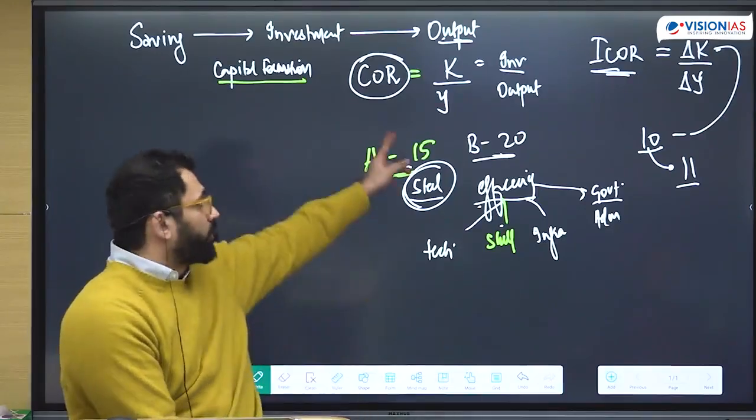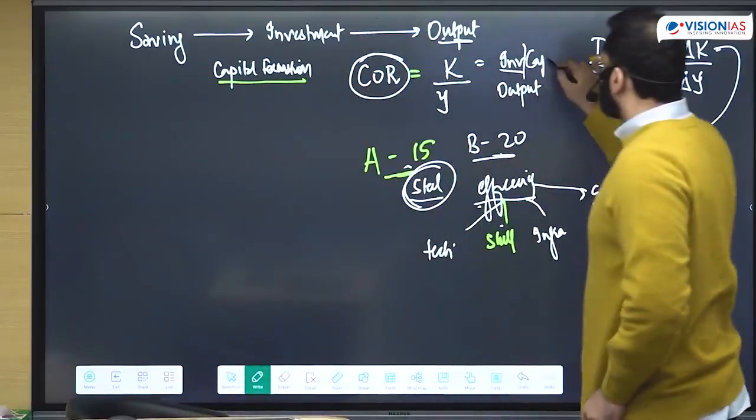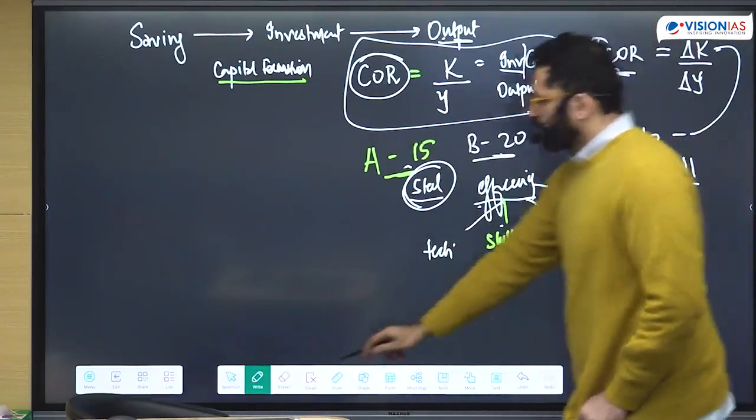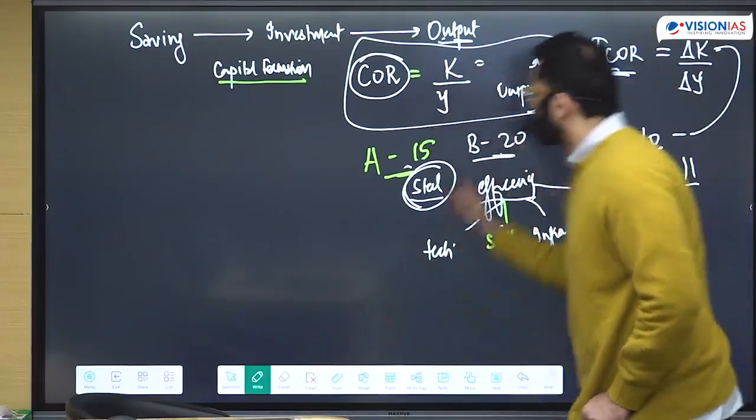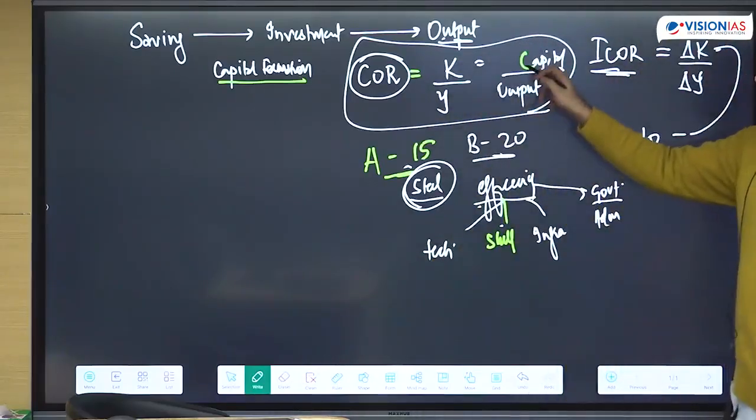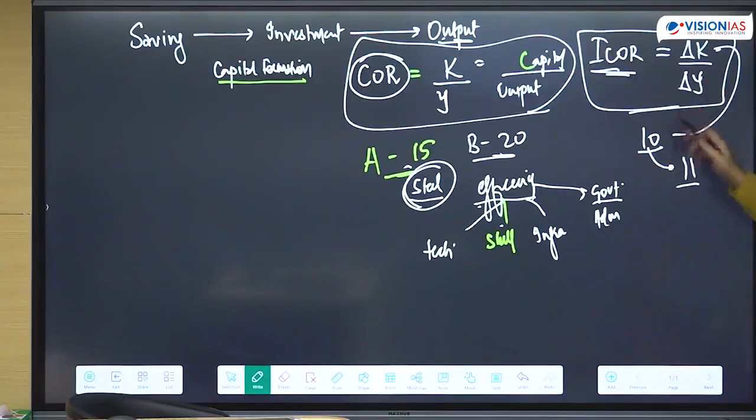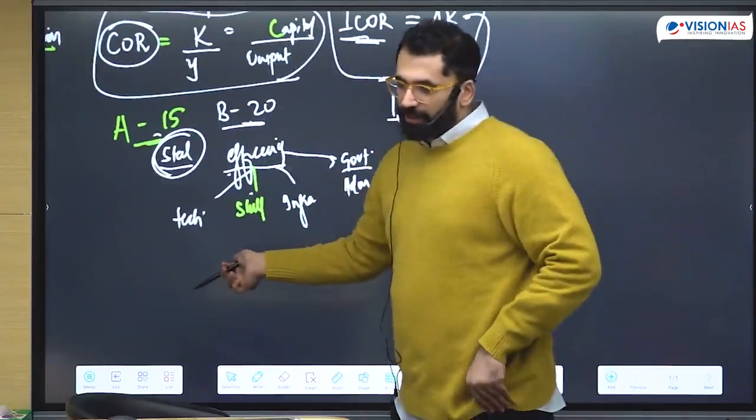You can write down these two formulas. Capital output ratio is, use the term K for capital and Y for output. Capital required for 1 unit of output, this is the average, and this is delta K by delta Y, the additional capital required.